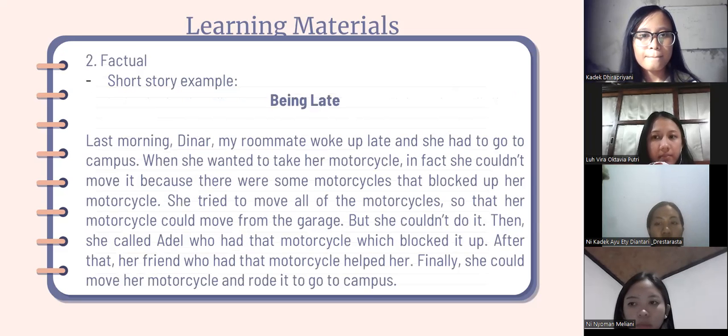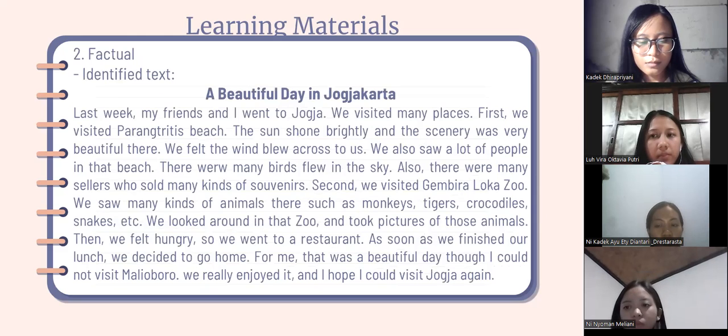Next. All right, the second is the factual learning materials. Here we provide short stories. For the short story example, here is a story titled Being Late that we will provide in the class activity. Next, here we also provide a text that will be identified by the students. It is entitled A Beautiful Day in Yogyakarta. Next slide, please.